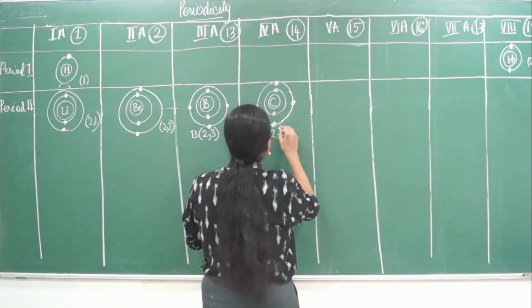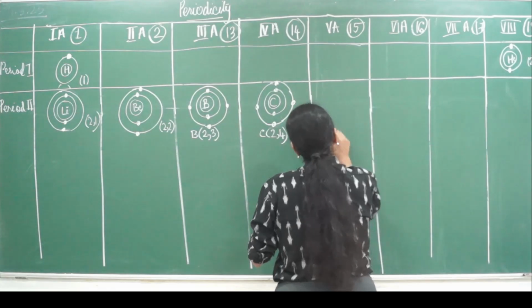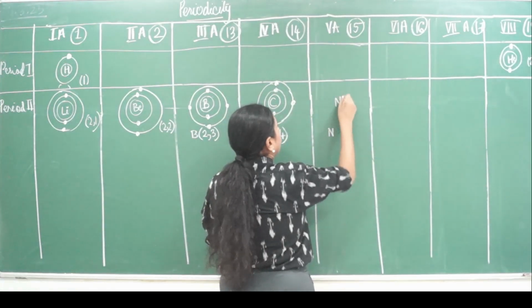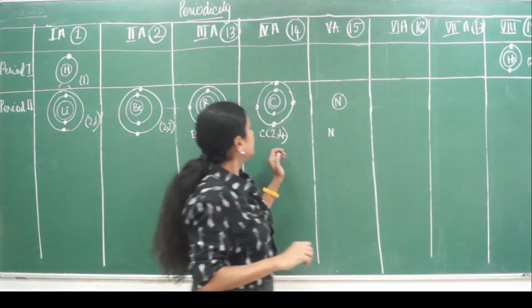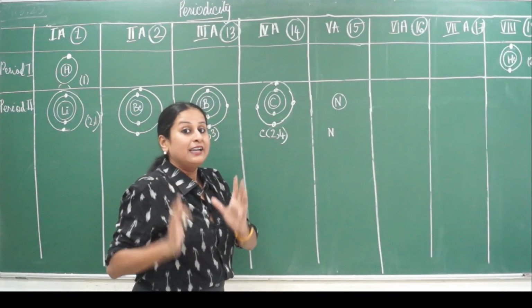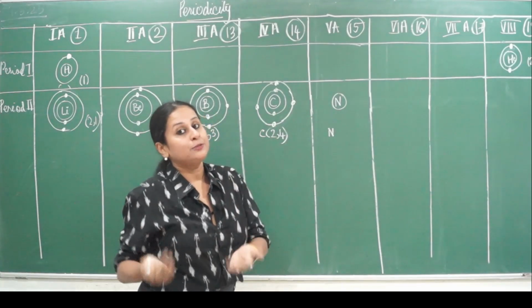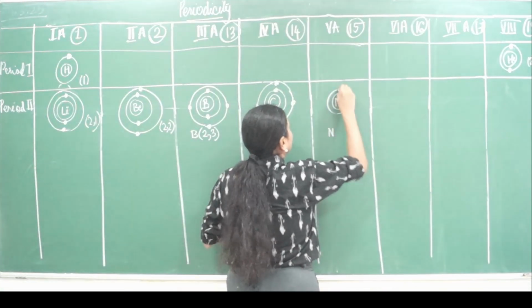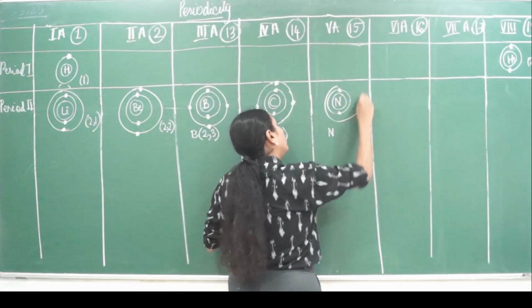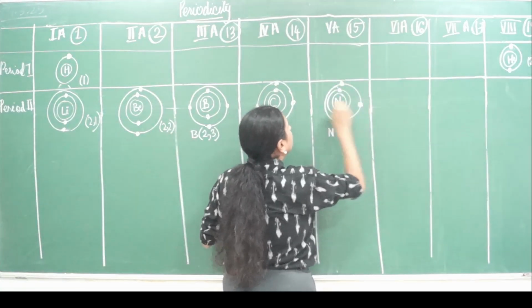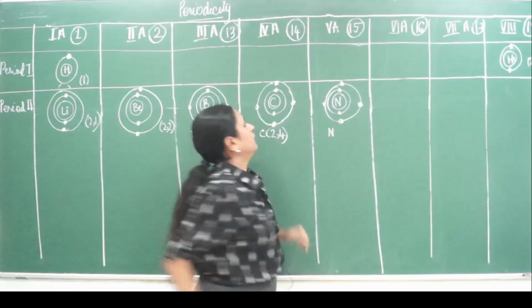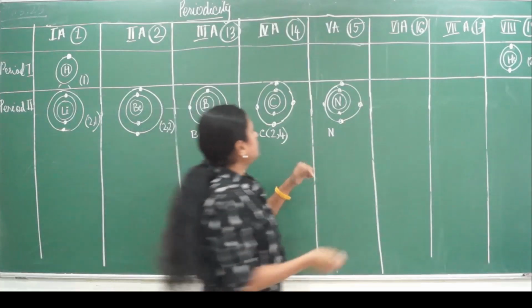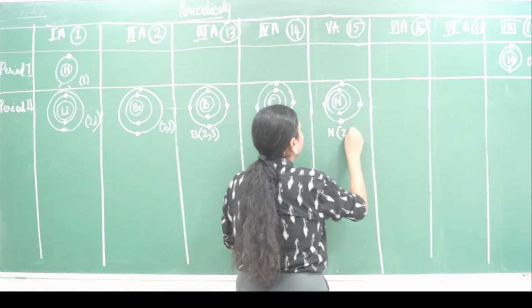Then after carbon, we have nitrogen. So nitrogen will have how many electrons in total? It is 7. So what will be the arrangement? 2, 5. So this will be 2, 5.